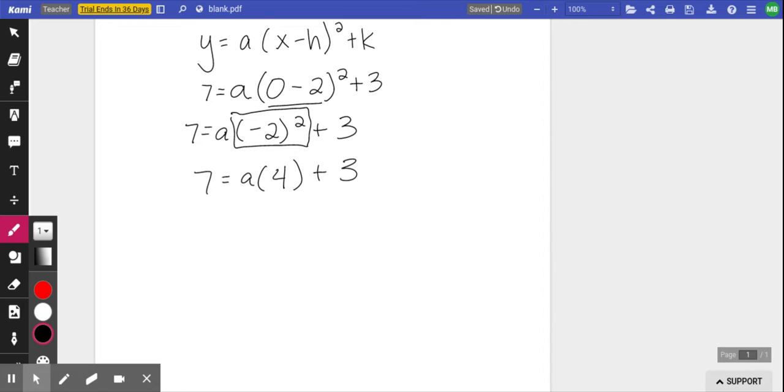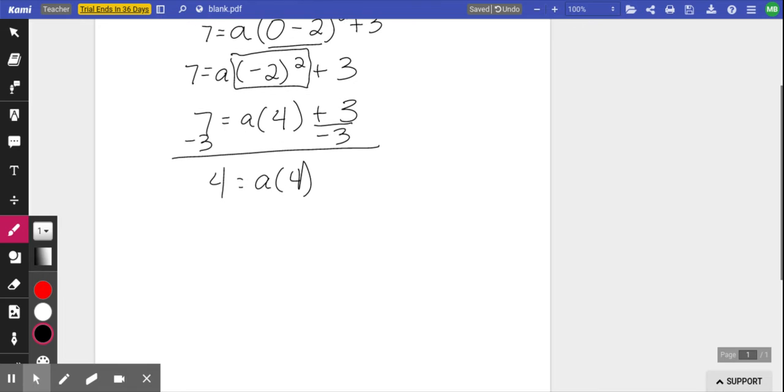Now I'm ready to start using inverse operations. My goal is to get a by itself. The first thing I want to get rid of is the plus 3. The opposite of adding 3 is to subtract 3 from both sides. And that leaves me with 4 equals a times 4. Next, to get rid of times 4, I'm going to divide by 4. And 4 divided by 4 is 1. So my a is 1.